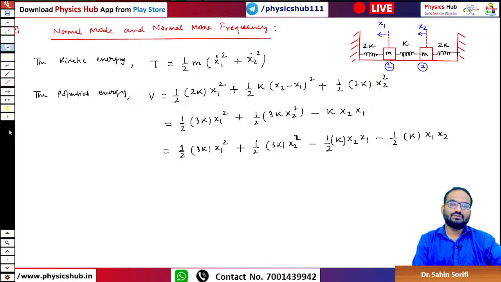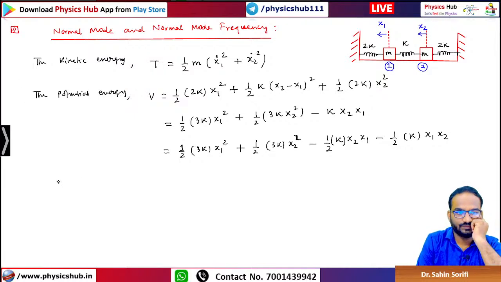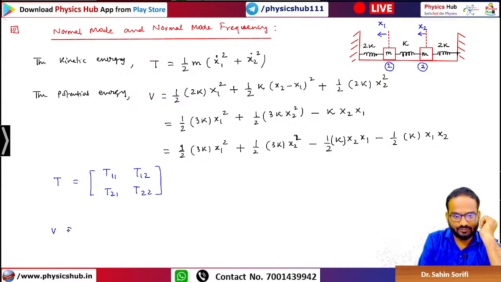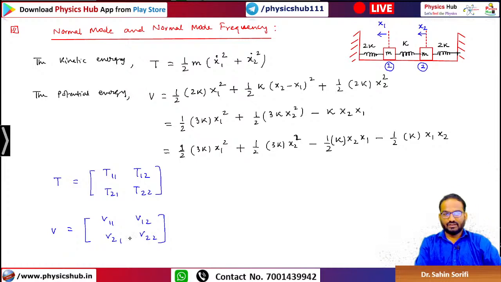Now we have to form two matrices. T has components T11, T12, T21, T22, and we have to formulate a potential energy matrix. The elements are V11, V12, V21 and V22. Now how these components are found, that is the question. So T11, how will you find it?